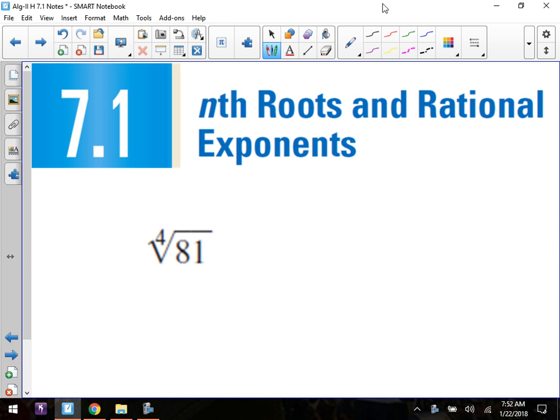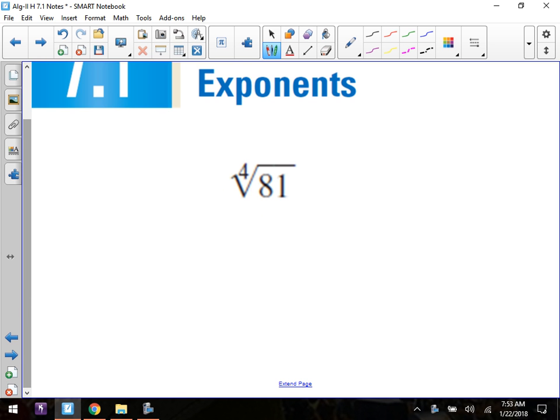So what we're talking about today are what are called nth roots and rational exponents. We've actually touched a little bit on this earlier on. What we're talking about here is what we call a fourth root of 81. And what that means is, what is a number that you multiply together 4 times to get 81?